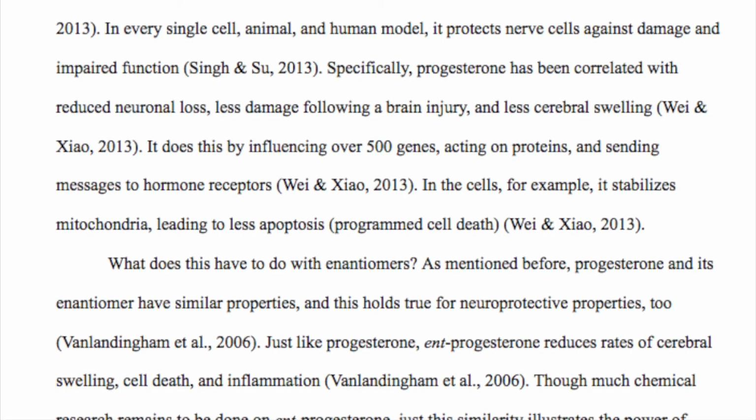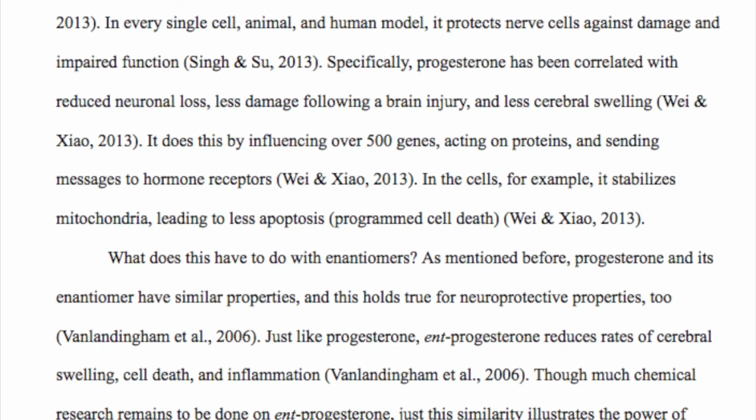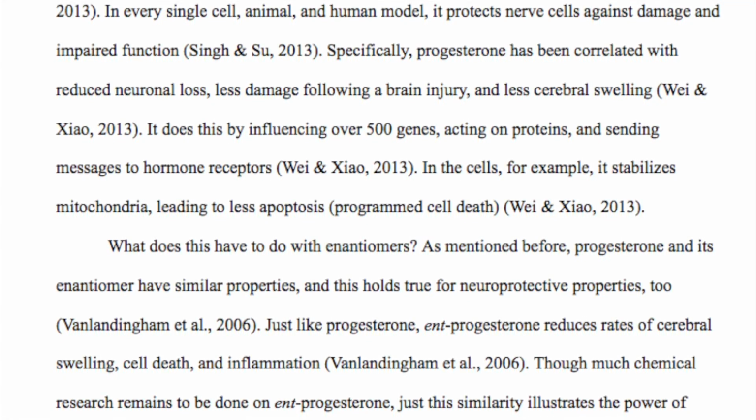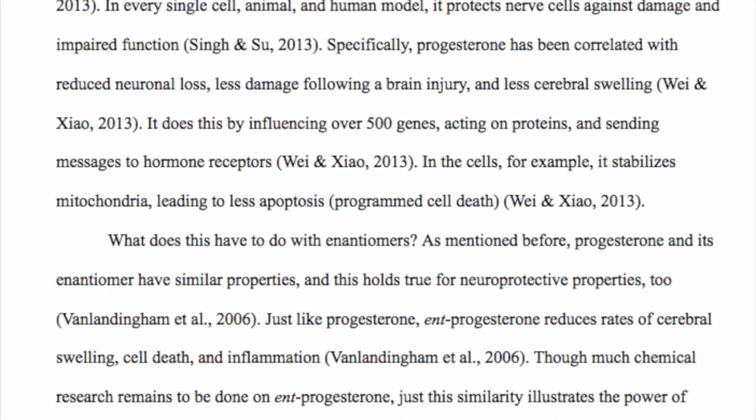I want to understand how it does this. Oh my gosh, this has so many implications, and it could be so beneficial to not just women with progesterone already in their bodies, but like everyone.